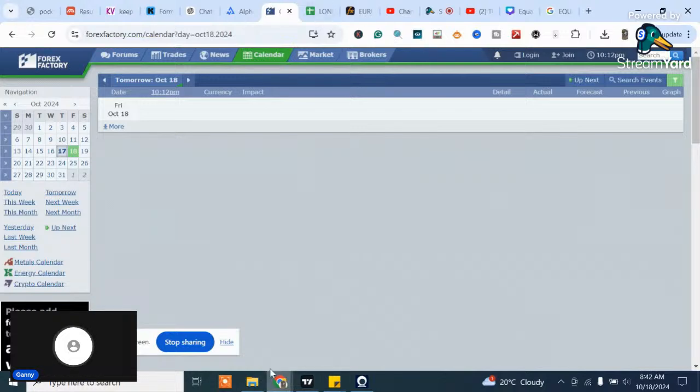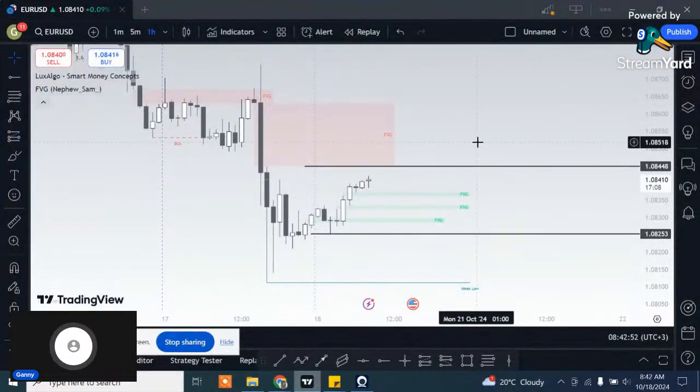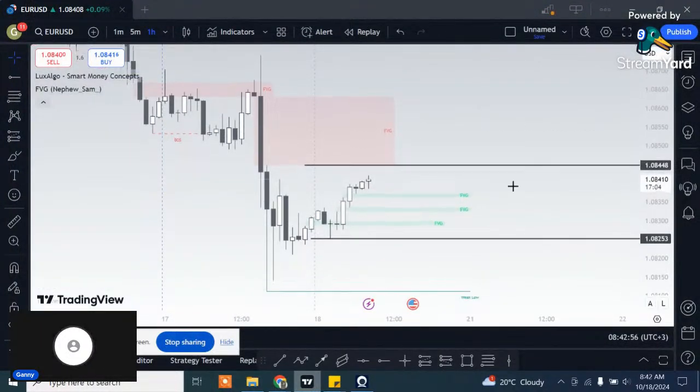Now, without any further ado, let's get onto the chart to show you exactly where I think price might be going today. So now, today being the 18th of October 2024, what do we have on the chart?